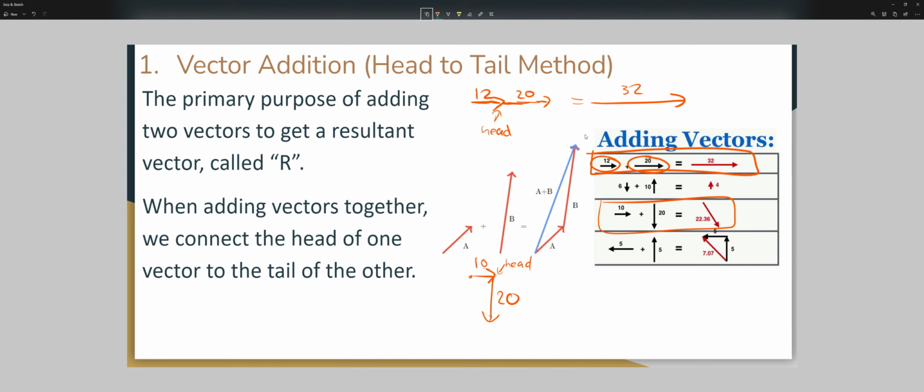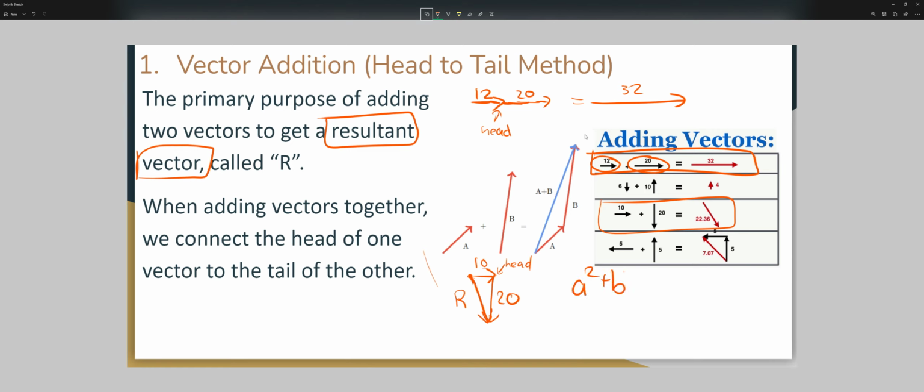Now we have to do what we've always been doing: using the Pythagorean theorem. So I'm going to start from the start of our 10 vector here, and I'm going to draw the arrow and end it at the 20. And furthermore, we're going to label this line as R. This R means that it is my resultant vector. My resultant. But how do we solve for our resultant vector?